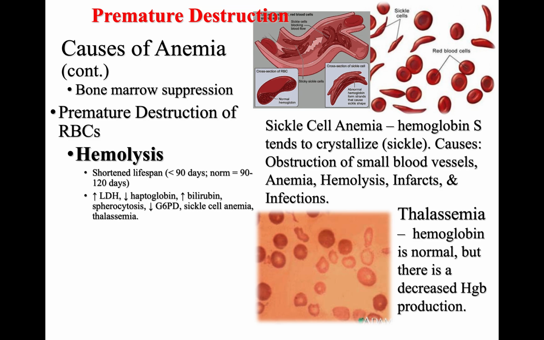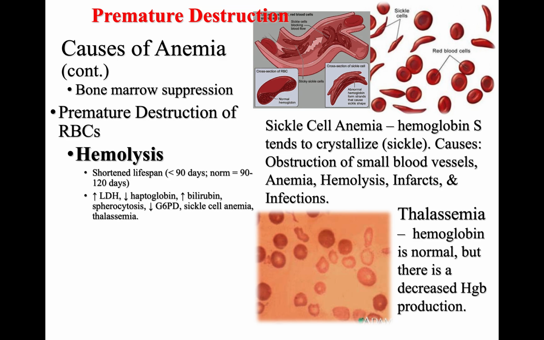Hemolysis is any breaking down of red cells, because there's the heme, that's red. A lysis is a breaking down. Shortened lifespan is anything less than 90 days. Normal is anywhere from 90 to 120. You can have an increase in LDH, diminished haptoglobin, and increased bilirubin.